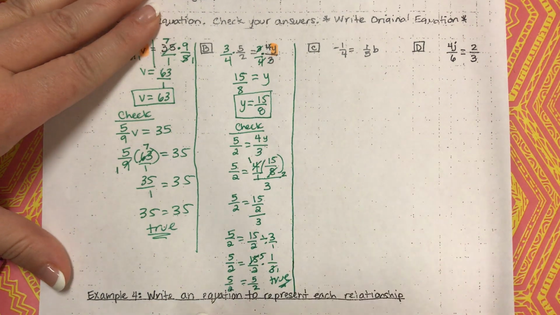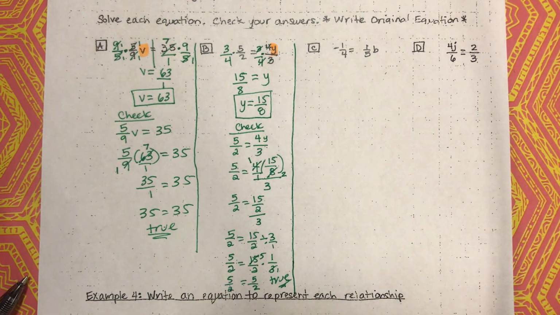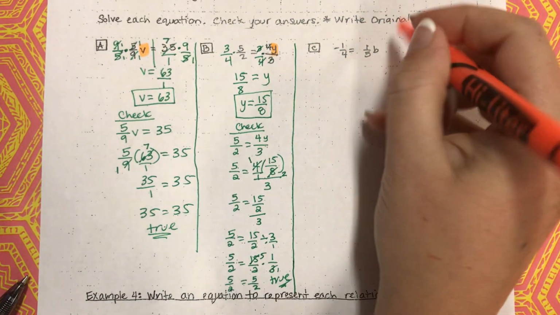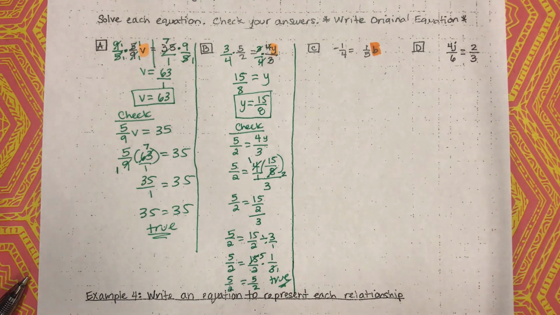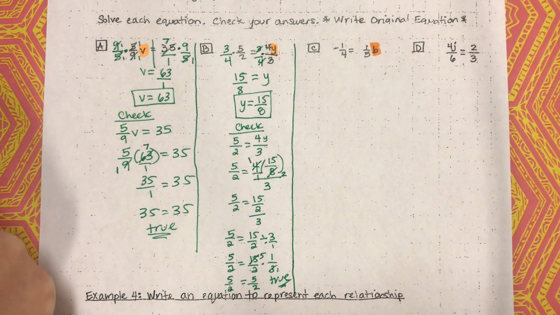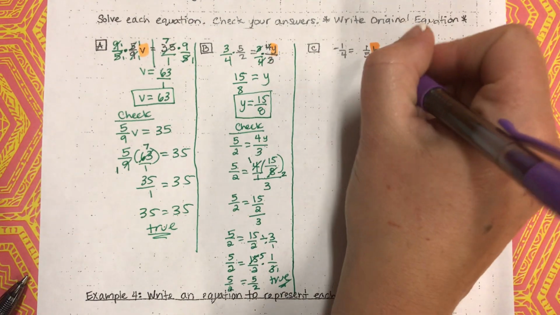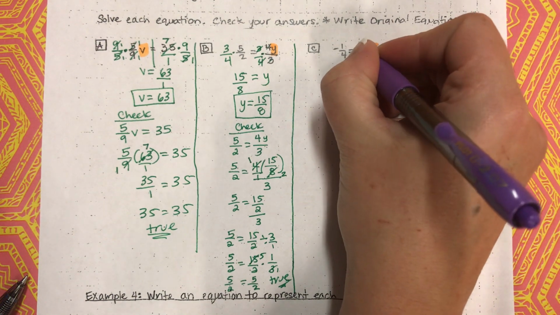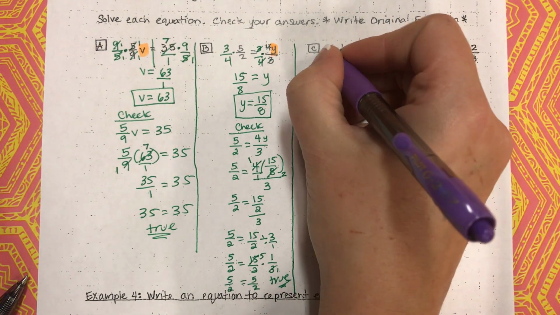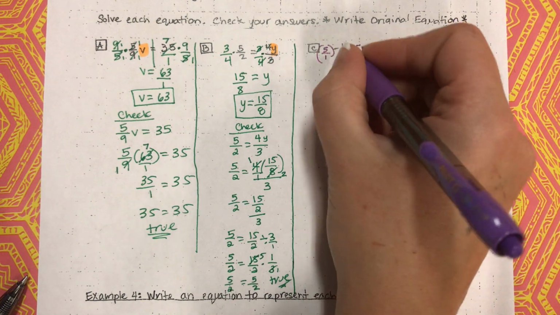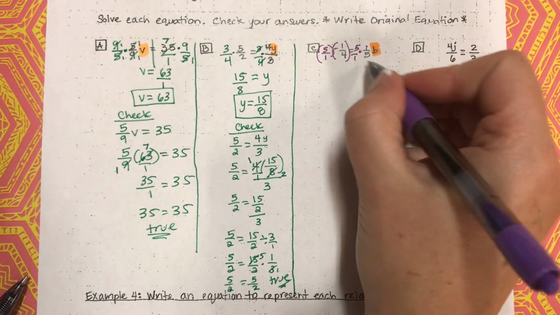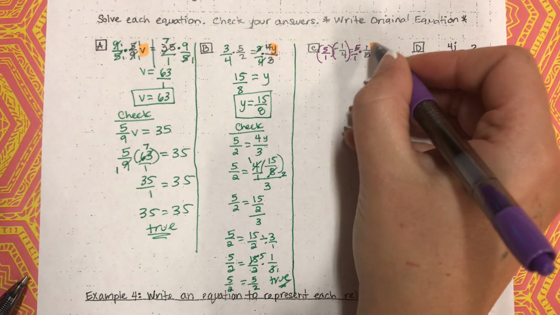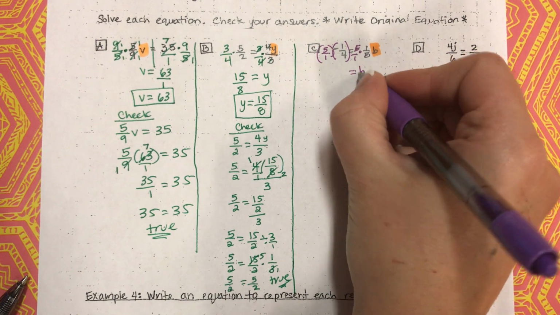All right, so let's go on to C. C, we have negative 1/4 equals 1/5 b. So we're trying to isolate that b, get that b by itself, right? So right now it's being multiplied by 1/5. So let's go ahead and do the inverse, which would be to multiply it by its reciprocal, which would be 5 over 1, to both sides. When there's a negative, I like to just put that in parentheses so it's obvious that this is being multiplied. Okay, 5 over 1 times 1/5, that's all going to cancel. That's going to be 1. 1 times b is just b.